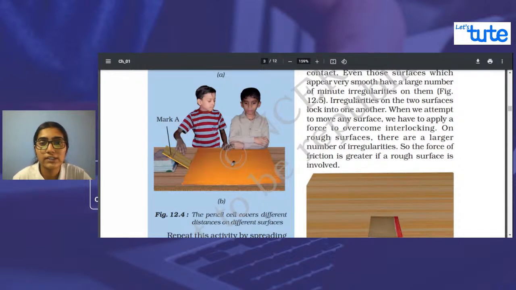Because the cloth increases the friction, it proves that friction is a contact thing. It depends on contact, and if the surface is smooth, then the friction would be very less.